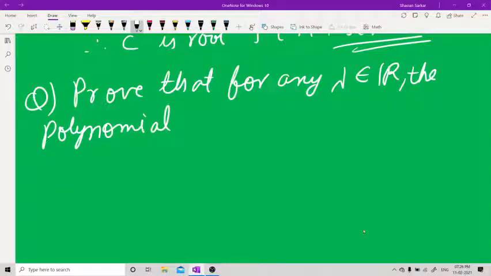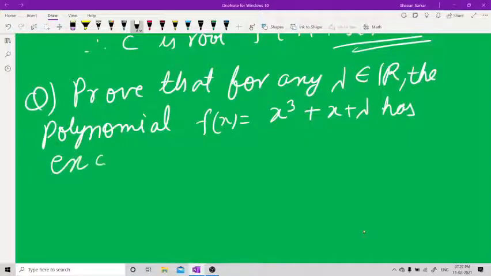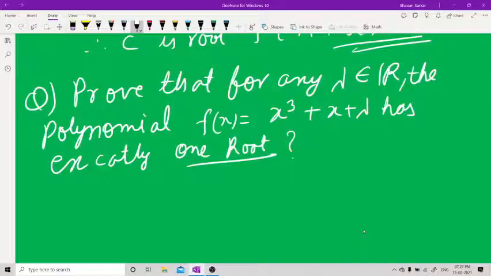polynomial f x equal to x cube plus x plus lambda has exactly one root. Let us consider this. This is the thing. By contradiction we'll do it, because I will show there are two roots.